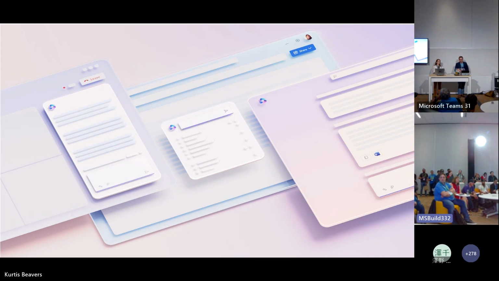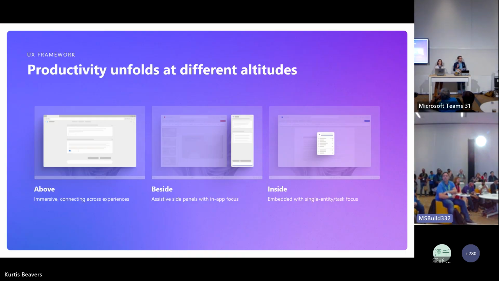Speaking of structure, as we think about the UX framework that we needed to implement Copilot experiences, we honed in on a few different altitudes of work that people need to do. So there are a few different experiences that we're designing for. One would be an immersive full chat experience. We're just interacting with the LLM. Maybe you're brainstorming, maybe you're searching a knowledge base, those kinds of things.